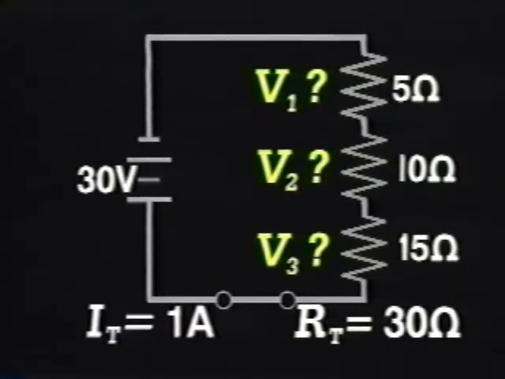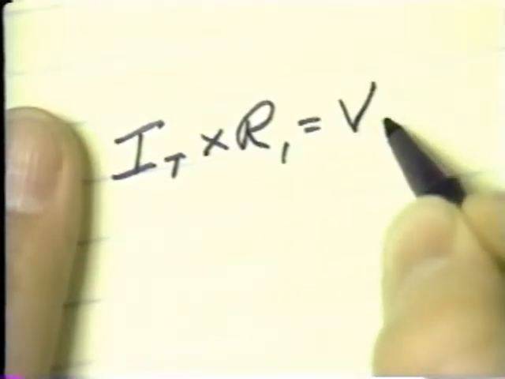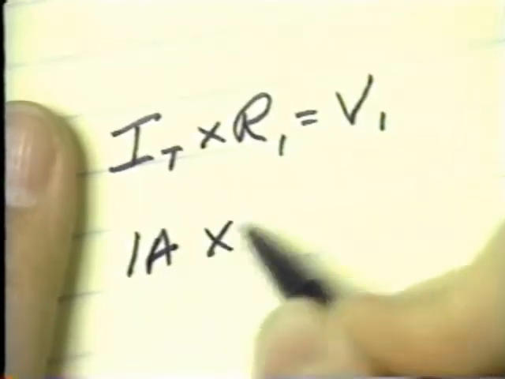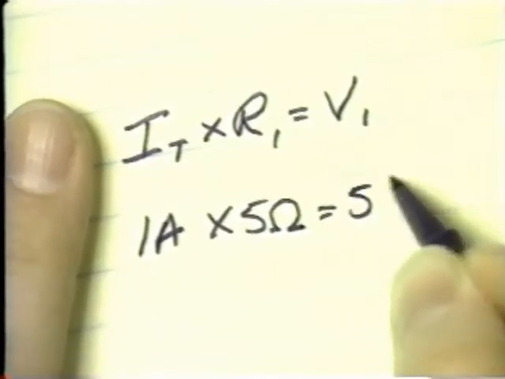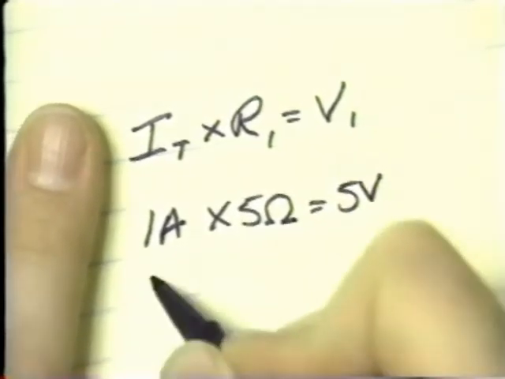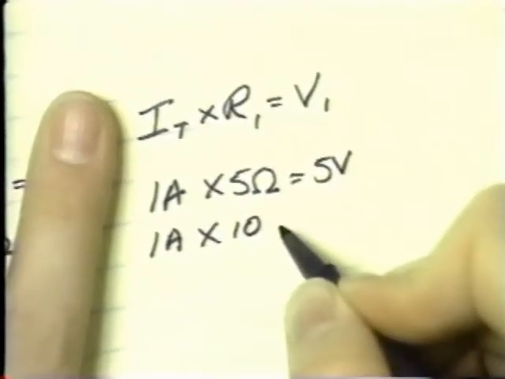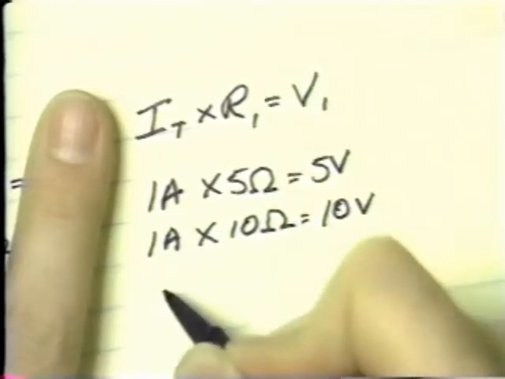Once again, use Ohm's law. Multiply the total current, which is the same at every point in the circuit, by the value of each resistor. The voltage drop across R1 is equal to the total current, 1 amp, times R1, 5 ohms, which equals 5 volts. The voltage drop across R2 is solved by multiplying the total current times R2. 1 amp times 10 ohms equals 10 volts.